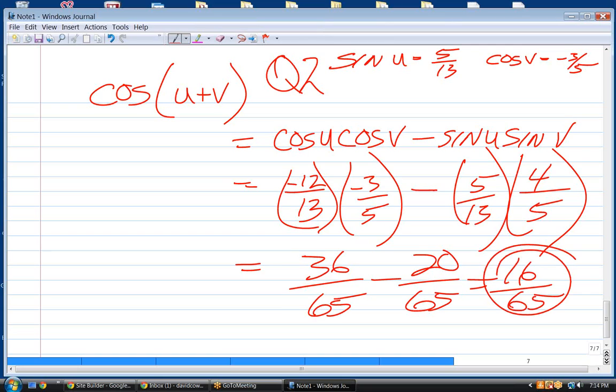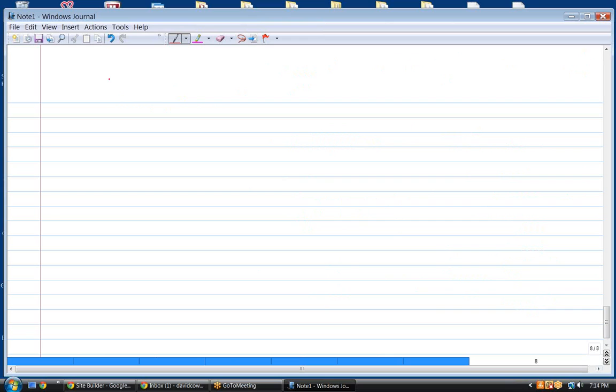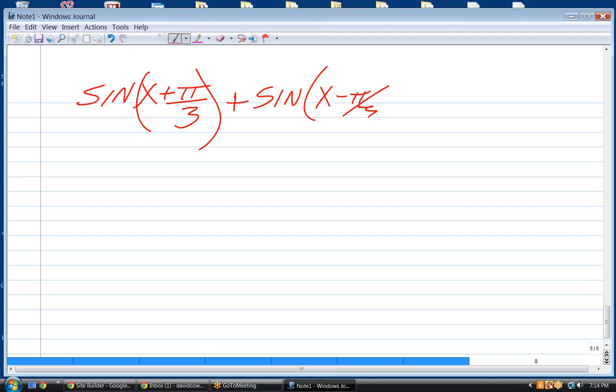So it says find all solutions of the equation in the interval 0 to 2 pi. So this is kind of using this and also the solving earlier. So sine of x plus pi/3, like that? Yes. Okay. And plus the sine of x minus pi/3 equals 1.